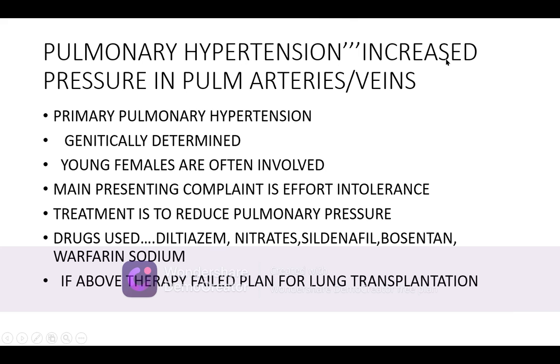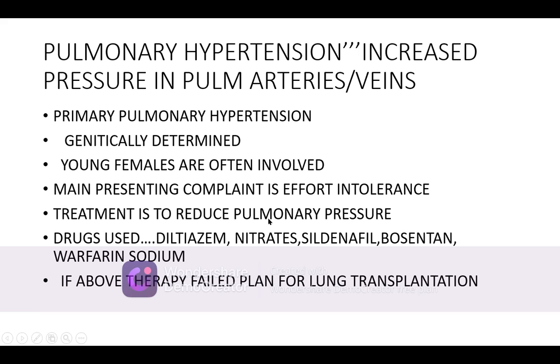Pulmonary hypertension is increased pressure in the pulmonary arteries or veins. Primary pulmonary hypertension is idiopathic. It is genetically determined. Only young females are often involved in this condition. Males are rarely involved. Young females. The main presenting complaint is exercise intolerance. Treatment is to reduce the pulmonary pressure.